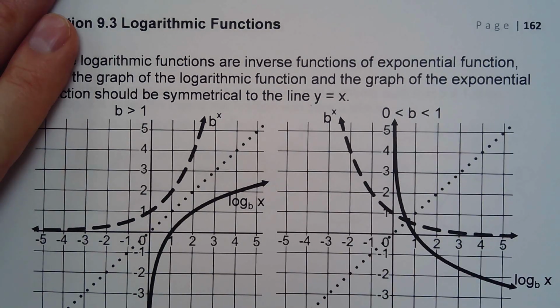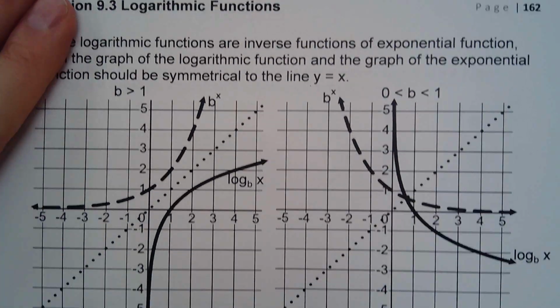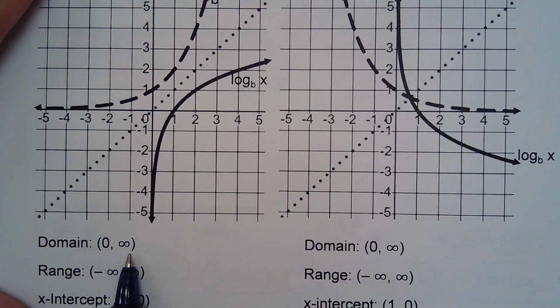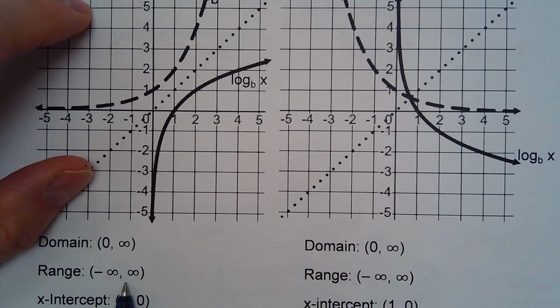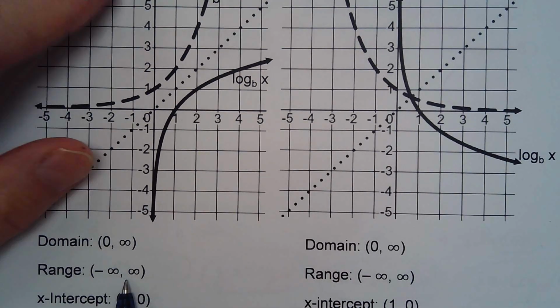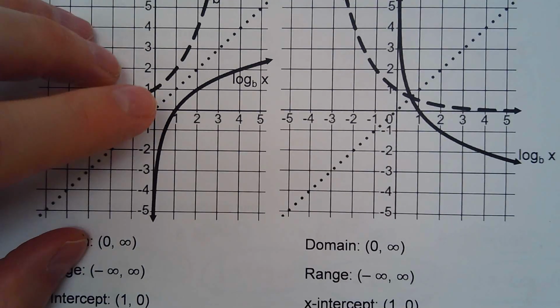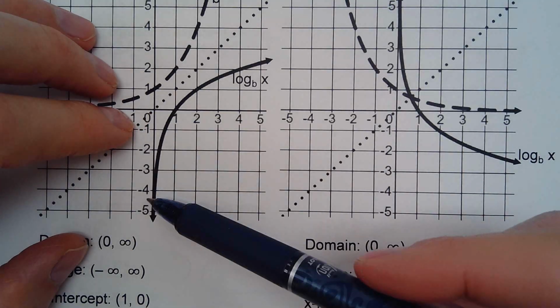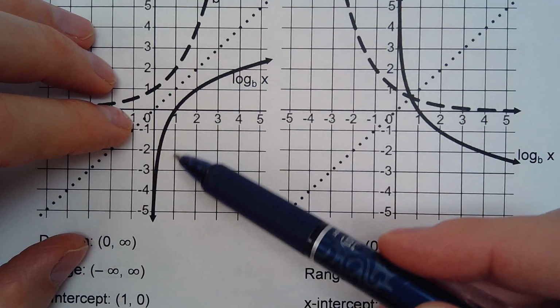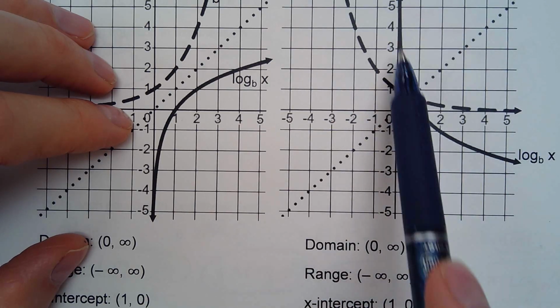Just some things to note here. For my log function, the domain is 0 to infinity, all the positive real numbers. Again, that was equal to the range of the exponential. The range is all real numbers. Again, that was equal to the domain of the exponential. No y-intercept, but we do have an x-intercept of (1, 0). This one is increasing as we go from left to right, whereas this is decreasing.